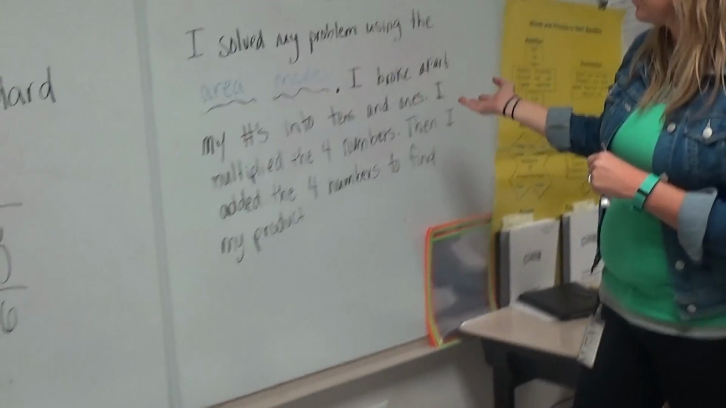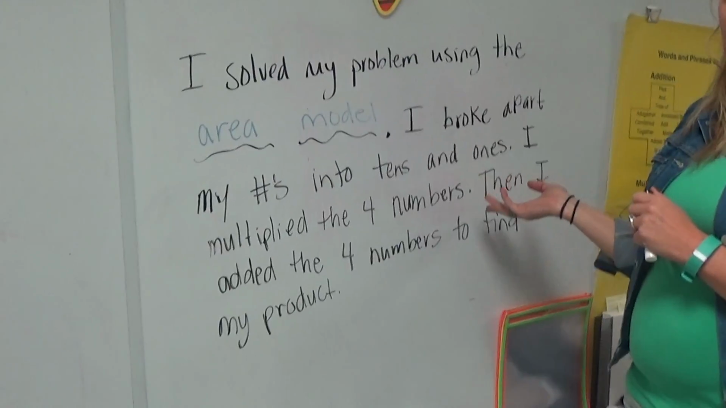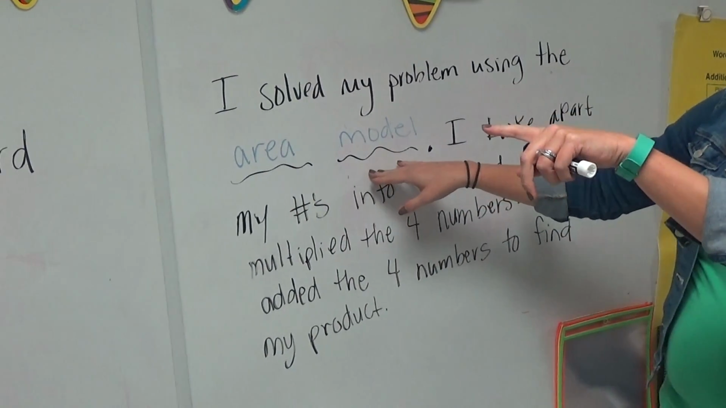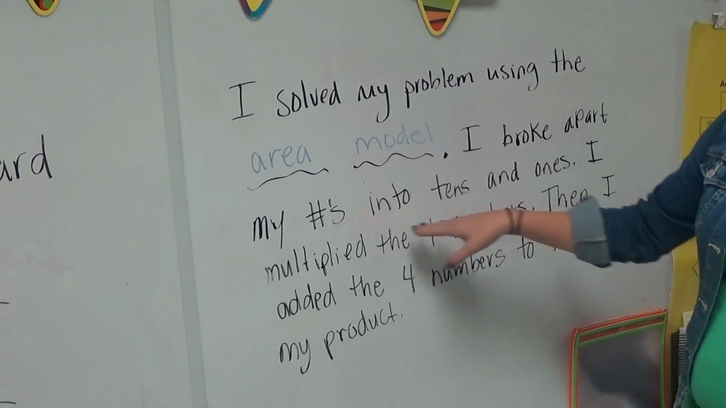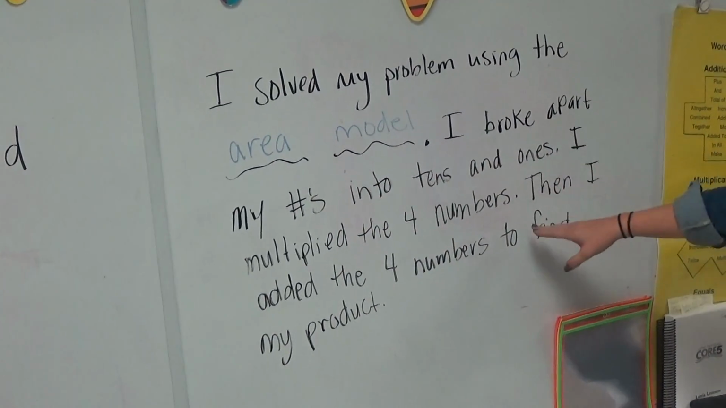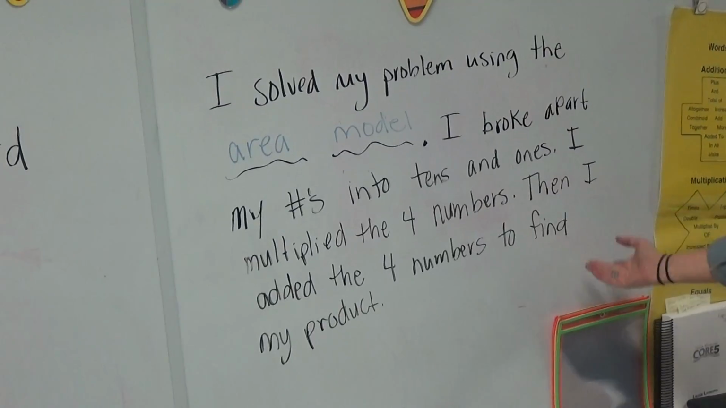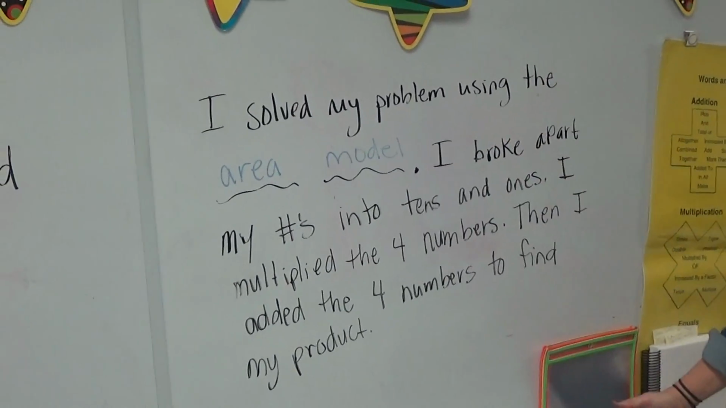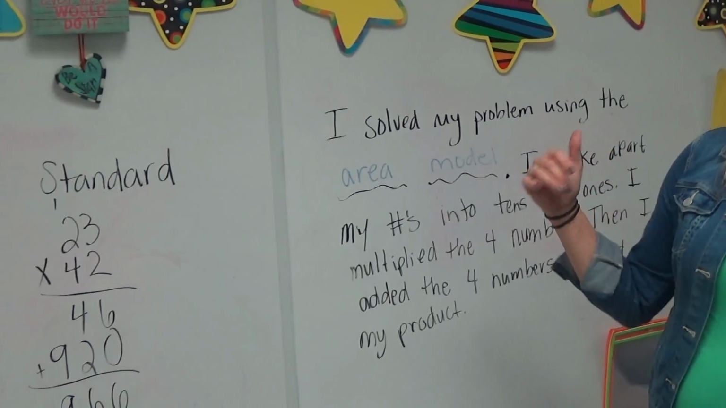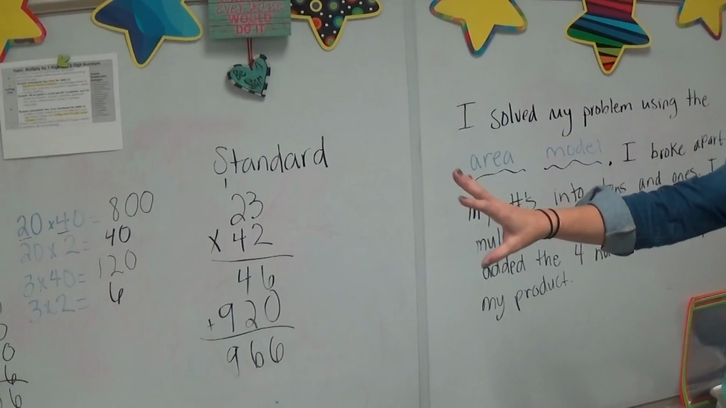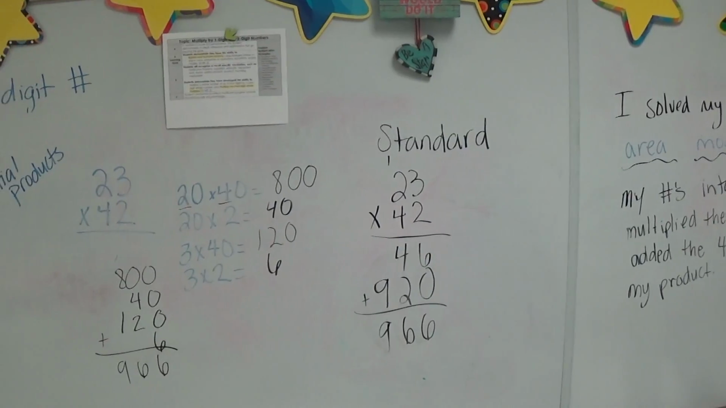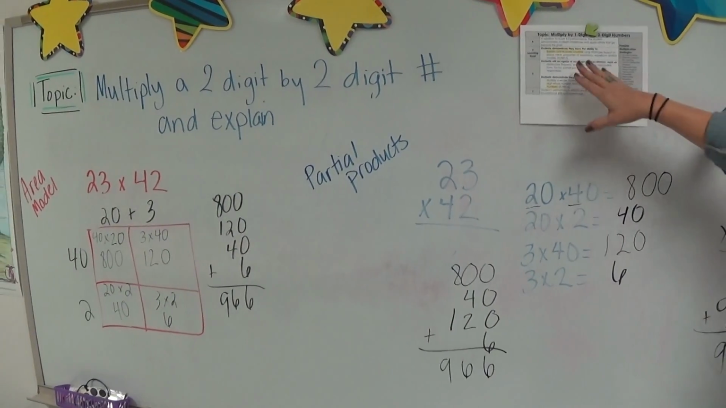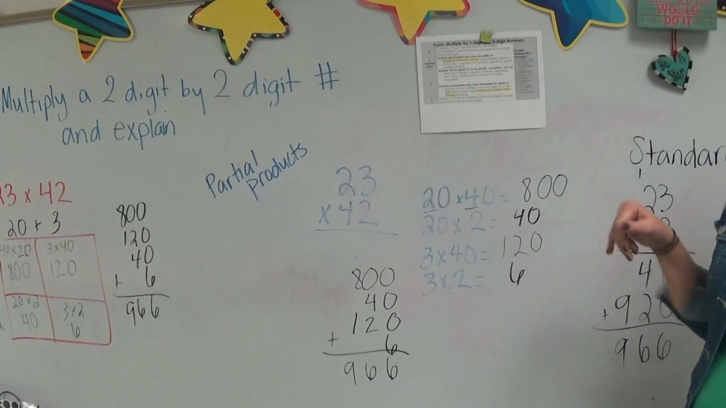I wrote an example of how they can explain their problem. So I solved my problem using the area model, and that was the first one over there in the red. I broke apart my numbers into tens and ones. I multiplied the 4 numbers. Then I added the 4 numbers to find my product. So they're able to explain what they did, and we can also look at their work and understand what they were doing. So it's important that they can solve the problems as well as be able to illustrate and explain their problems.